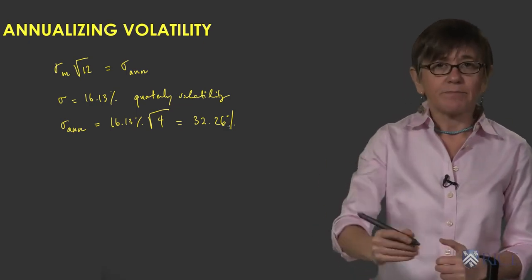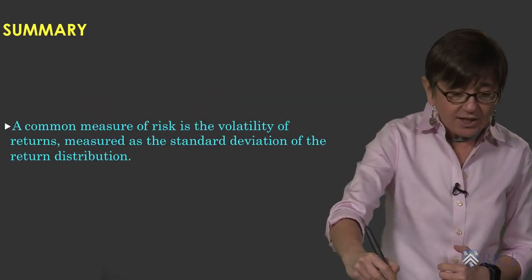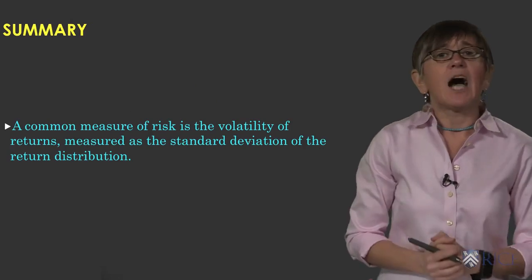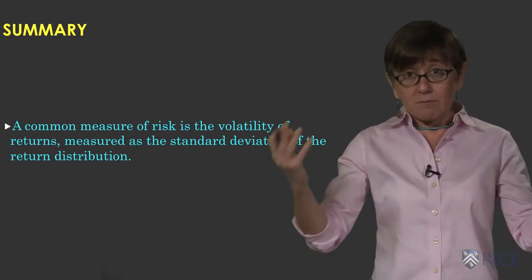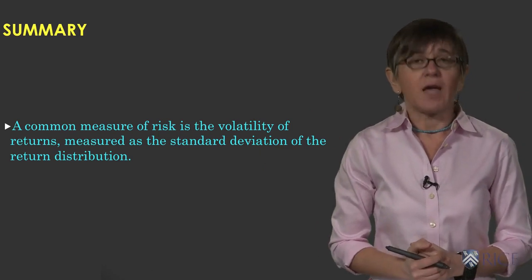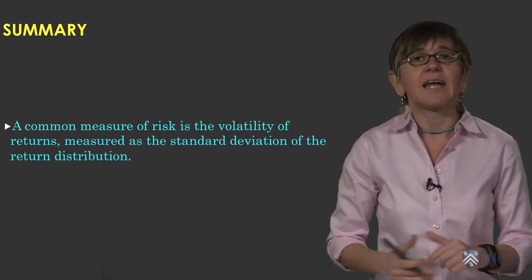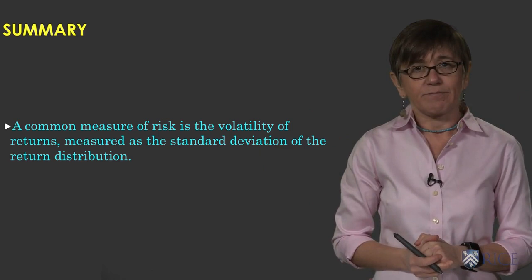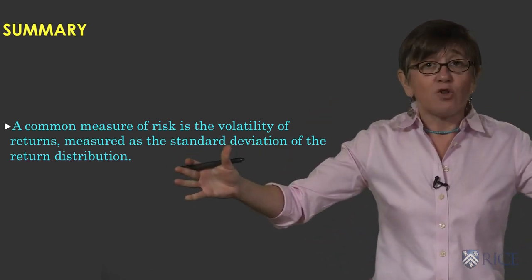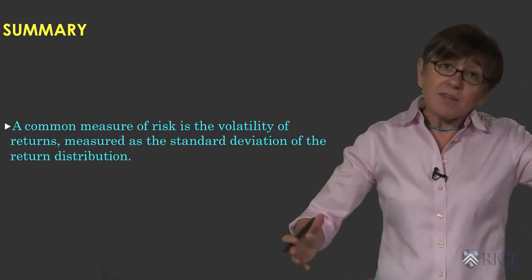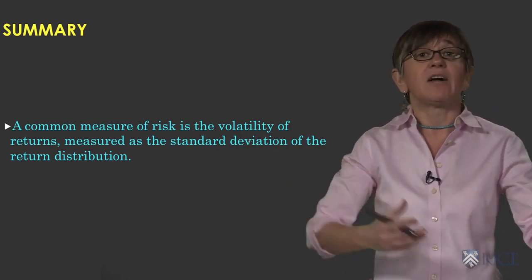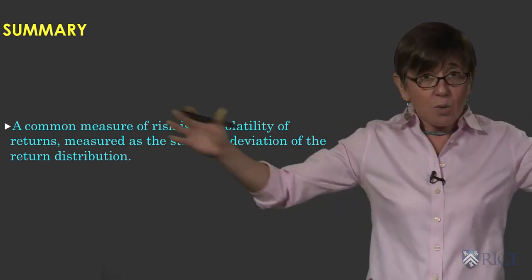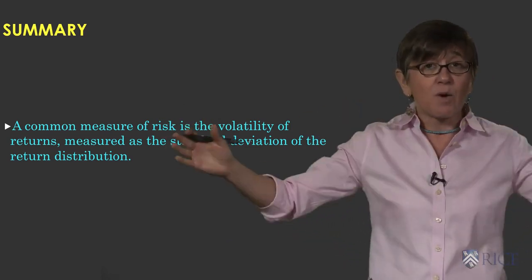Same idea. All right, so in this lecture, we revisited how we measure risk. Volatility is the most common measure of risk that we use, and we measure volatility by the standard deviation of returns. If we also assume a normal distribution, then we can make probabilistic assessments of how likely certain outcomes are, depending on how far away from the mean they are.